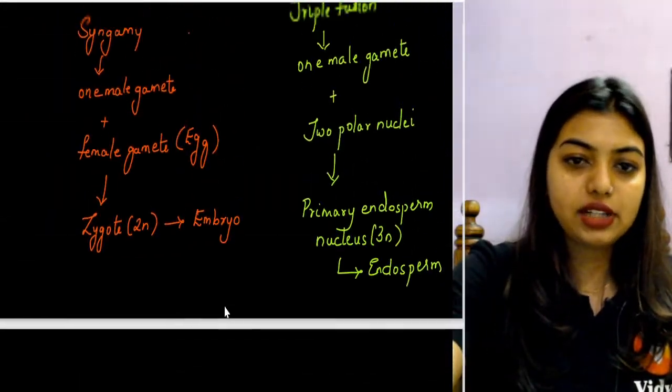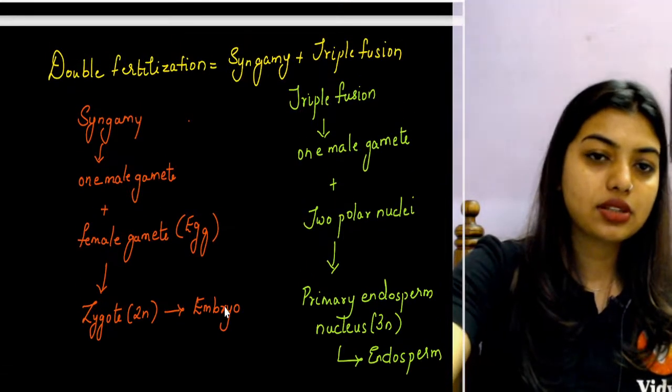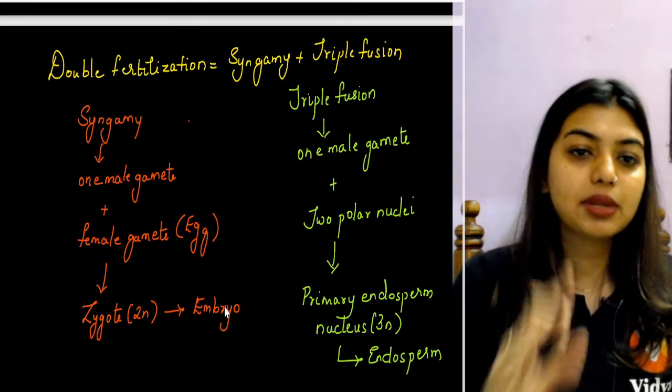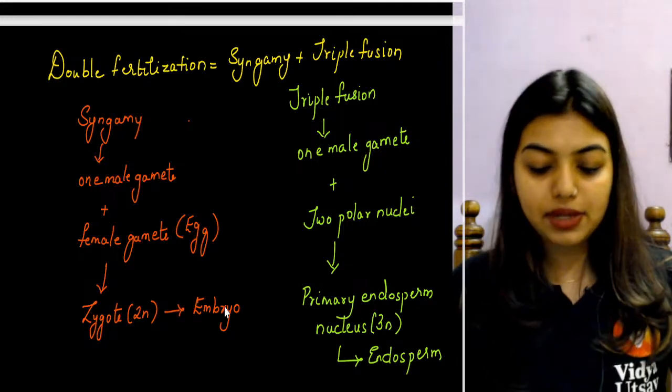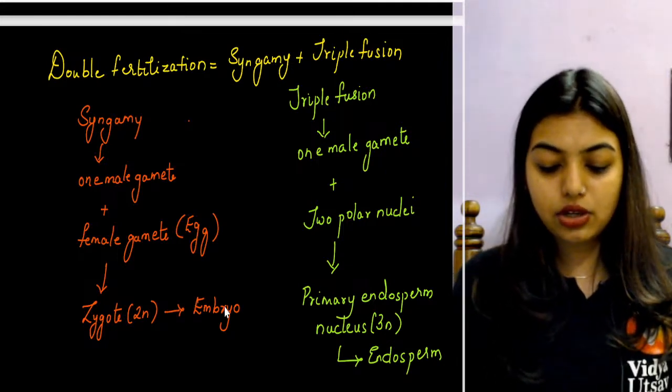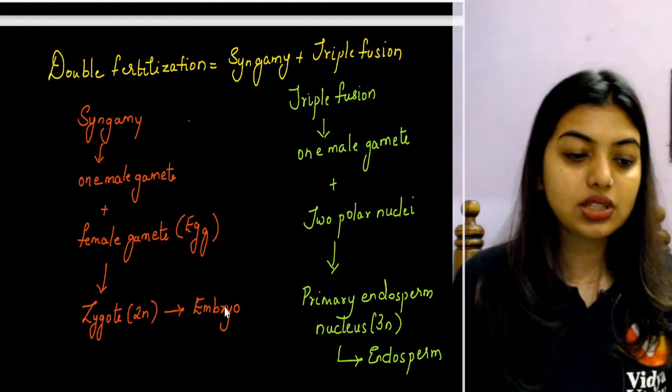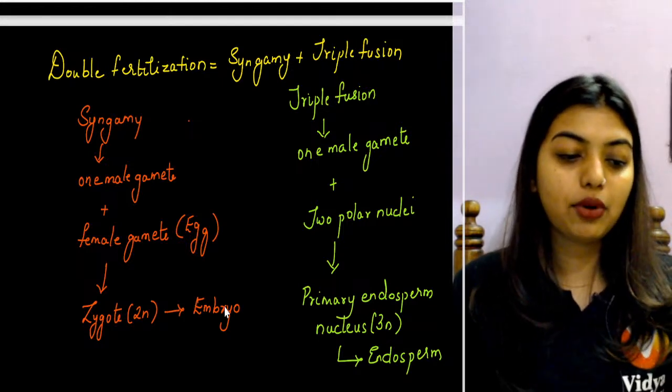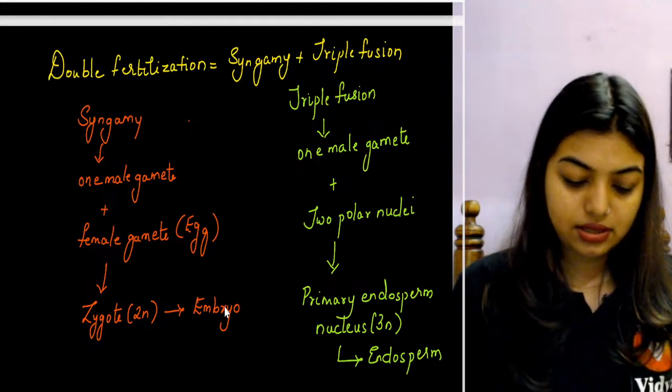Roshni, you joined late, so you can make a note of this. This is double fertilization: syngamy plus triple fusion. Those who joined late, please make a note of this. Later don't complain, telling ma'am you did not send the notes. This is very, very important.